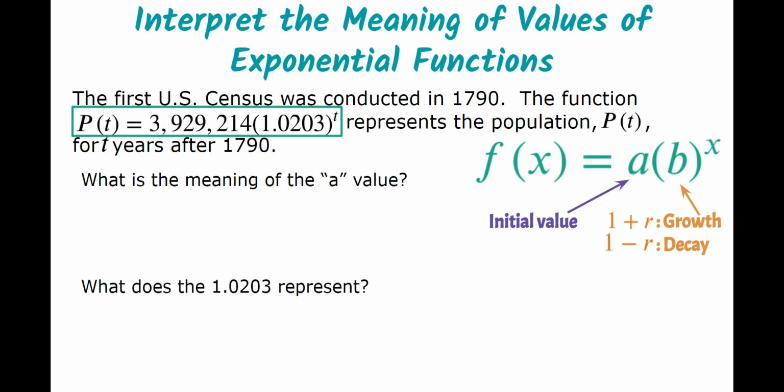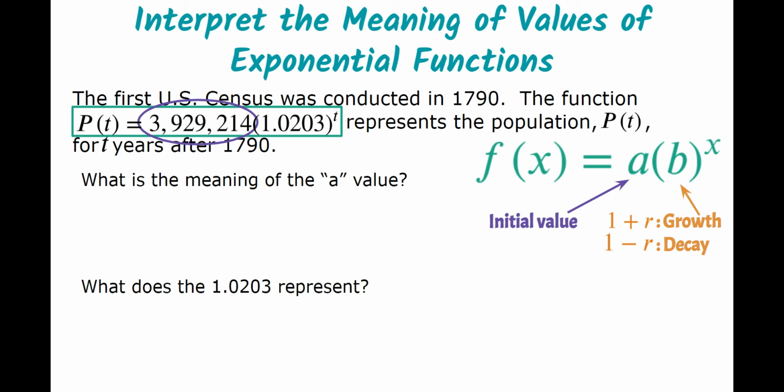Well, we have an equation that looks like this in our word problem, that p of t equals 3,929,214 times 1.0203 to the t power. Well, where that a value is, we have that 3,929,214. If we look at this problem in the context of how this equation is used, that number is going to represent the initial value, but what are we counting?